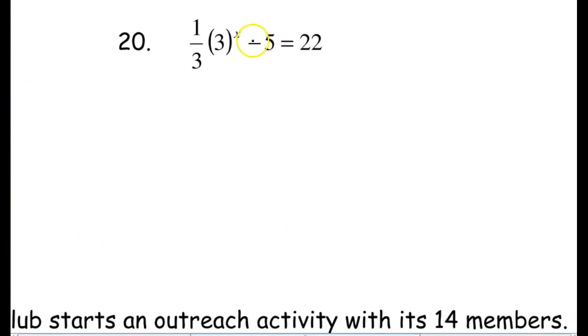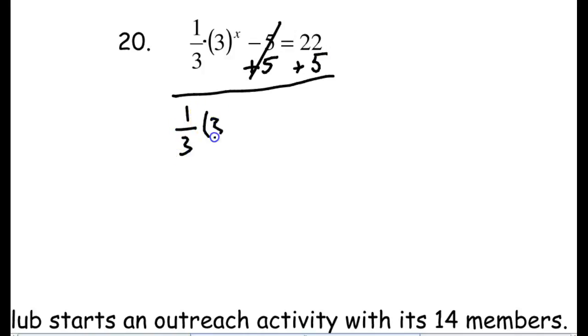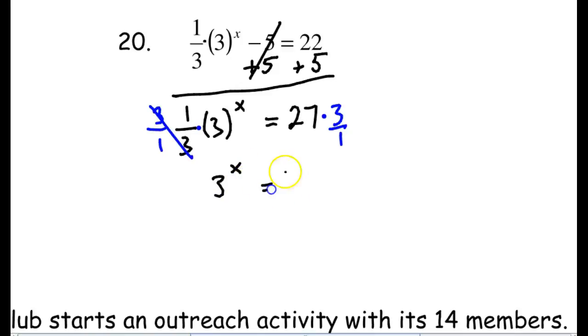Okay, almost there. We have subtraction and multiplication of a third. We're going to undo the subtraction once again by adding. So we got a third times 3 to the x power is now 27. And we can undo the third two ways. We can divide both sides by a third, but more commonly we multiply by the reciprocal, 3 over 1, which gives you the same answer. So now we have 3 to what power equals 27 times 3 over 1, which is 81.